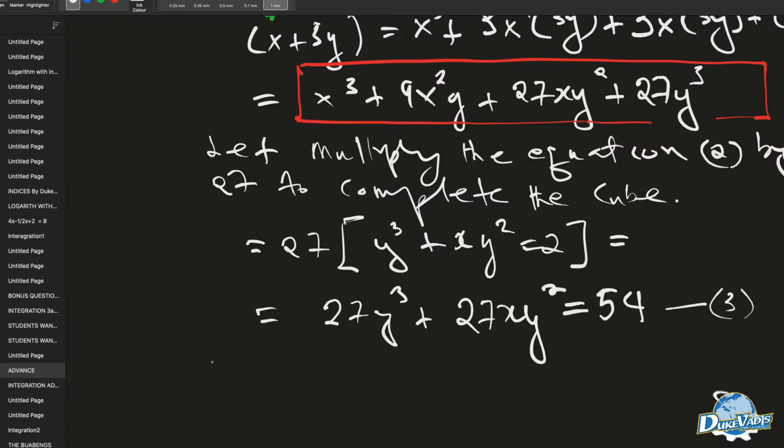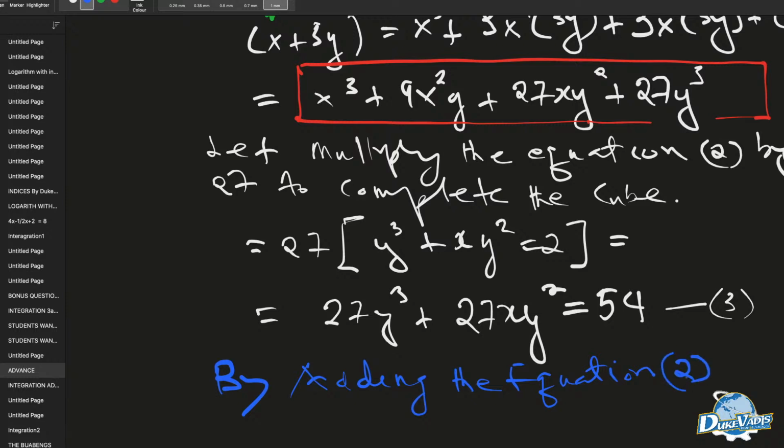Now, by adding equation 1 and 3, let's add 1 and 3. I think that will be easier. Okay, so equation 1 and 3 will help us to make things easier. So by adding equation 1 and 3.